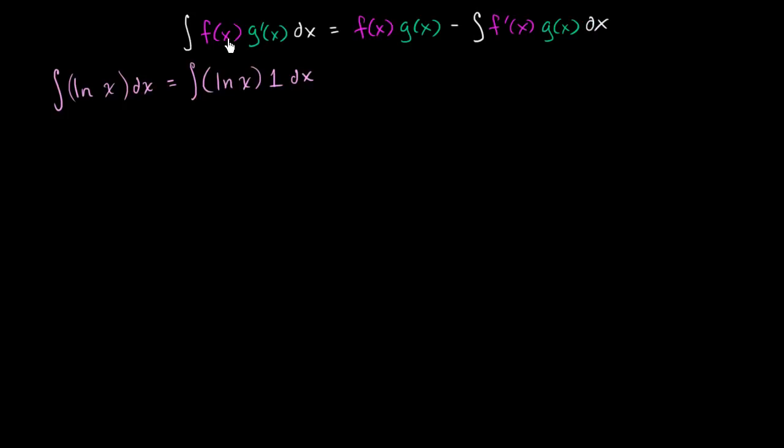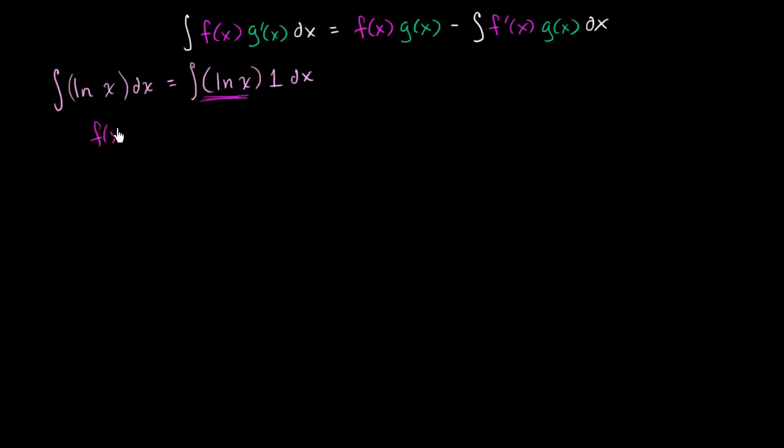So when you figure out what should be f and what should be g, for f, you want to figure out something that it's easy to take the derivative of, and it simplifies things, possibly, if you're taking the derivative of it. And for g prime of x, you want to find something where it's easy to take the antiderivative of it. So a good candidate for f of x is natural log of x. If you were to take the derivative of it, it's 1 over x.